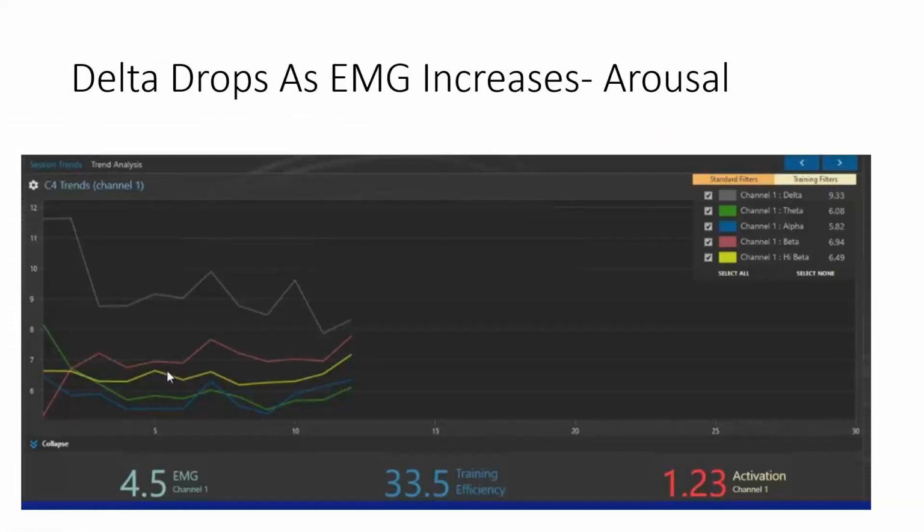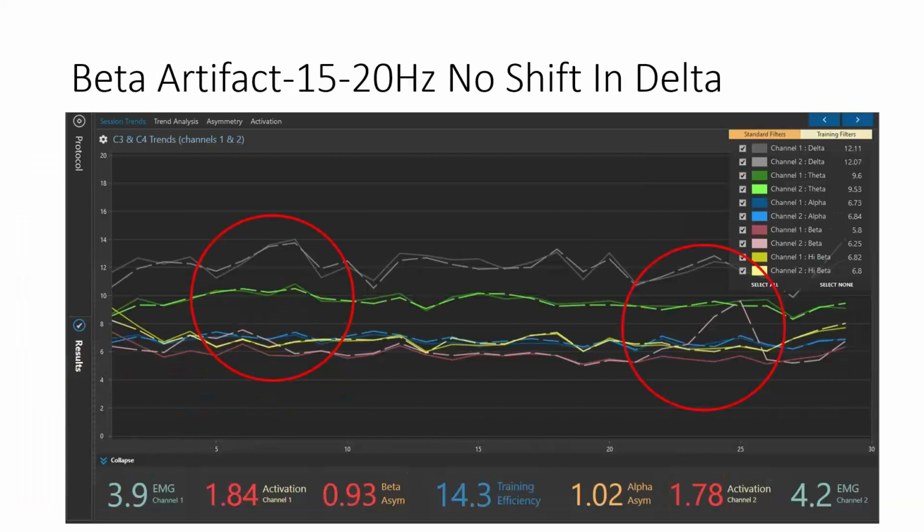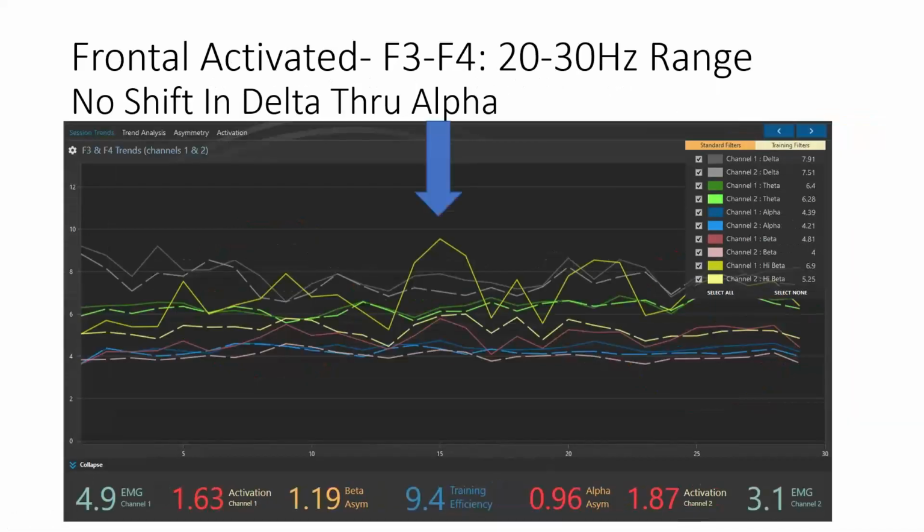And in this one, delta drops as EMG increases. So arousal increases. It makes sense that people would become more alert. Delta would drop. Beta artifact at 15 to 20 hertz over here. No shift in delta, theta, or alpha. So again, I'm just showing you, even in our software, it's consistent with the research literature.